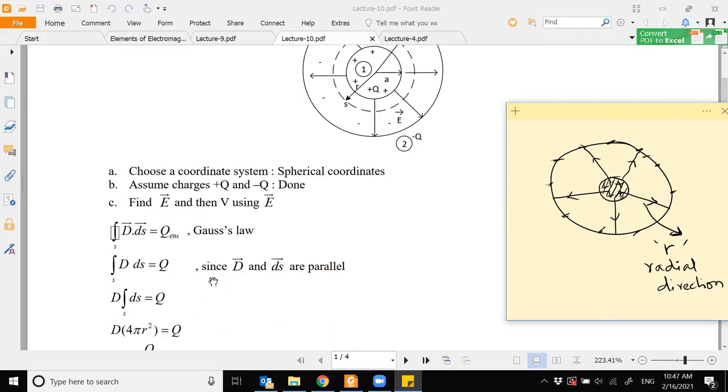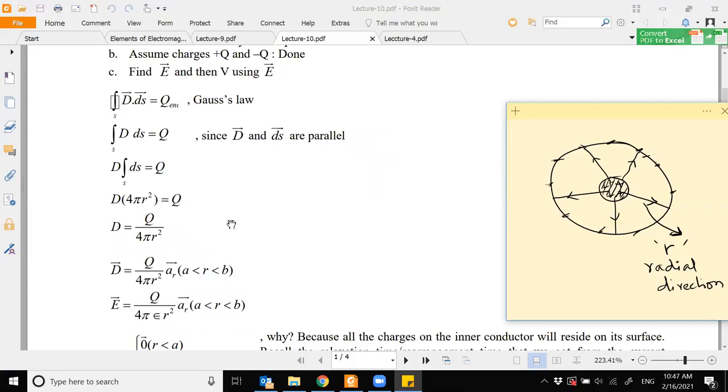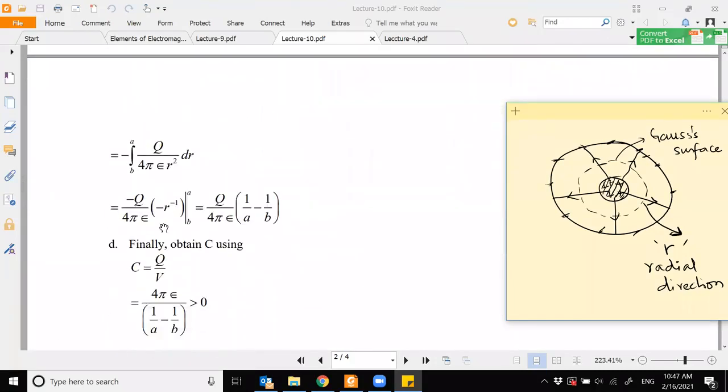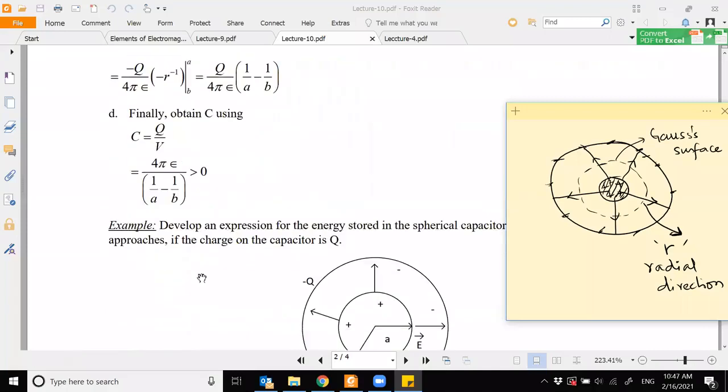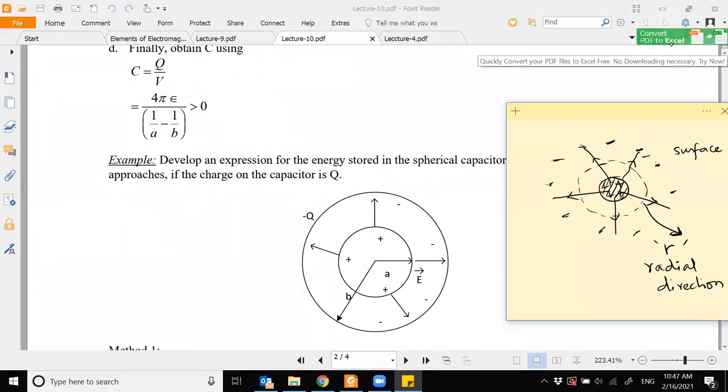And in a very similar way, you can solve for the electric field by putting a spherical shell here, which is our Gauss's closed surface. Then you will find the electric field, then the potential, and then you can find the capacitance. Okay, so this one I am leaving to you.